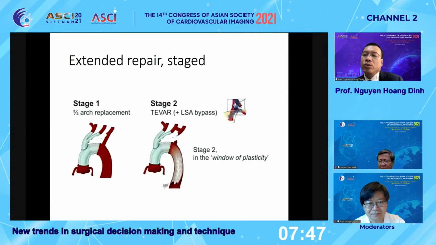In our institution, we advocate the approach of a staged repair with TEVAR. The approach consists of stage 1, which is a 2/3 arch replacement where the arch is resected at zone 2, proximal to the LSA, and stage 2 will be TEVAR with LSA bypass weeks after the index surgery, in the window of plasticity.